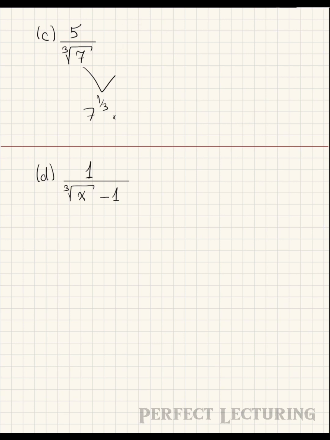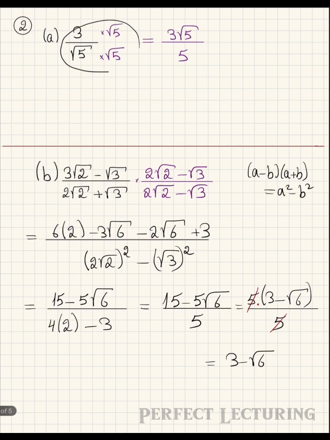So what do I do? Well, I have to multiply by a factor which converts it into a 7 to the power of 1. And this is achieved when we multiply by 7 to the power of 2 over 3, because when you add the exponents, you will end up with 3 over 3. So we have to be careful here. It's not always the case that we multiply by the same radical. It is only the case if we have a square root like this.